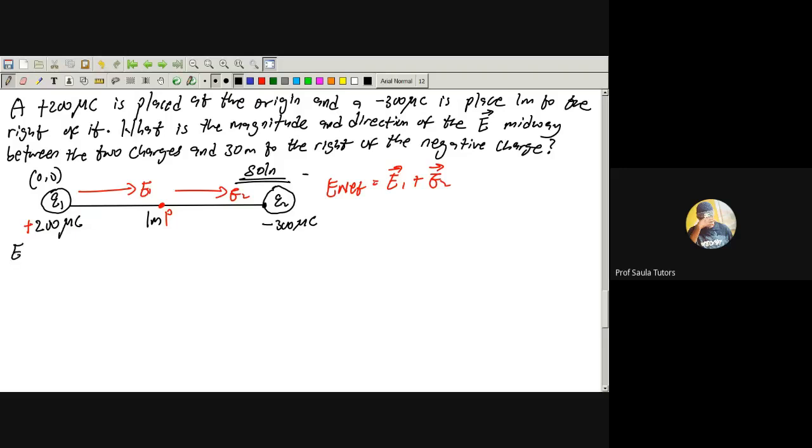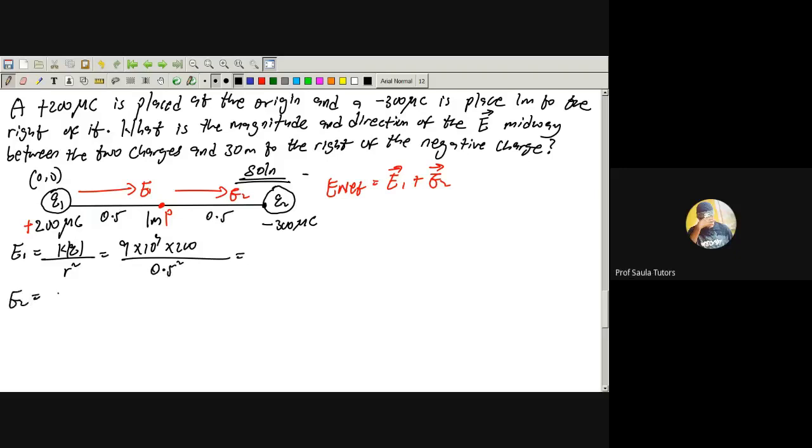Okay, so before we do anything, let's calculate the magnitude of the electric field. What is E1, the magnitude of electric field E1? Remember, it's KQ over R squared. K is 9 times 10 to the power 9, or you say 8.99. So let me use 9 times 10 to the power 9. What is my Q? 200, all over what distance? 0.5. So 0.5 squared. So you get an answer for this.